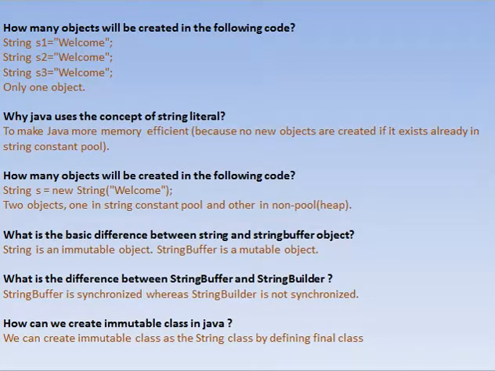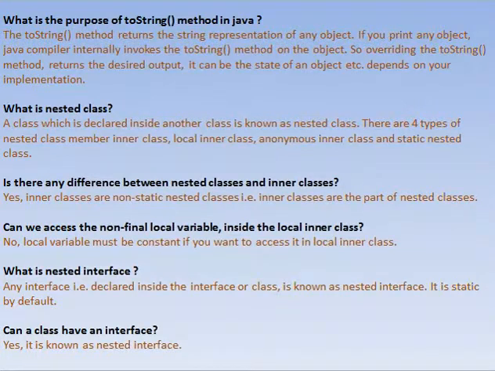How can we create an immutable class in Java? We can create an immutable class like the string class by defining a final class. What is the purpose of toString method in Java? The toString method returns the string representation of any object. If you print any object, Java compiler internally invokes the toString method on the object. So overriding the toString method returns the desired output. It can be the state of an object, etc.